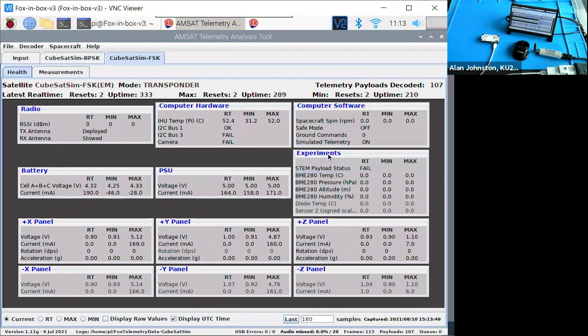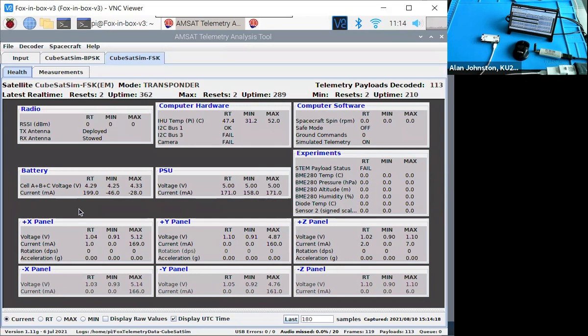Okay, so if we look at the experiments tab here, you see the STEM payload status shows as fail, and there's no readings for temperature, pressure, altitude, etc. So right now, the CubeSatSim Lite simulated software does not simulate any experimental data there. That's why it shows up as fail. But in the future, we might write some code that actually simulates some of these, which could be interesting. But for now, there's really nothing of interest there.